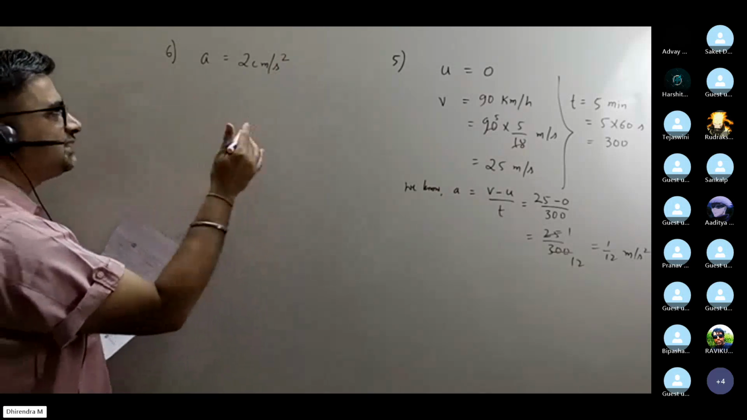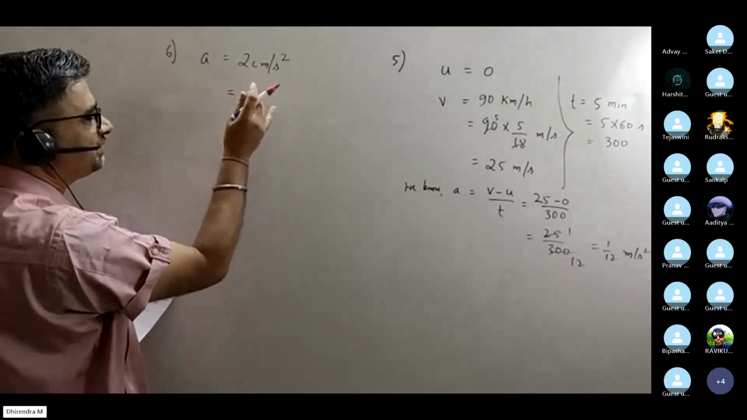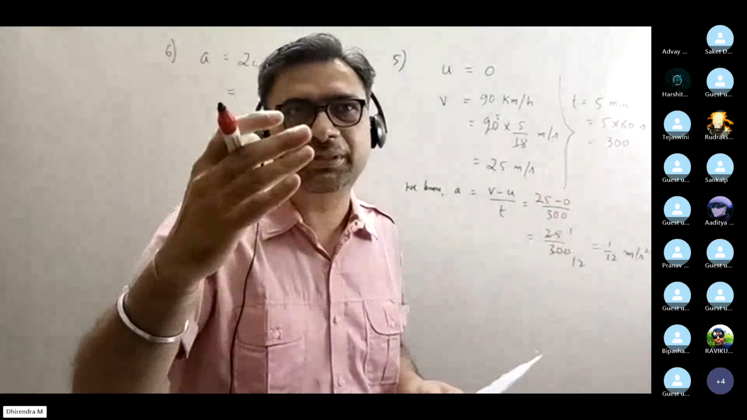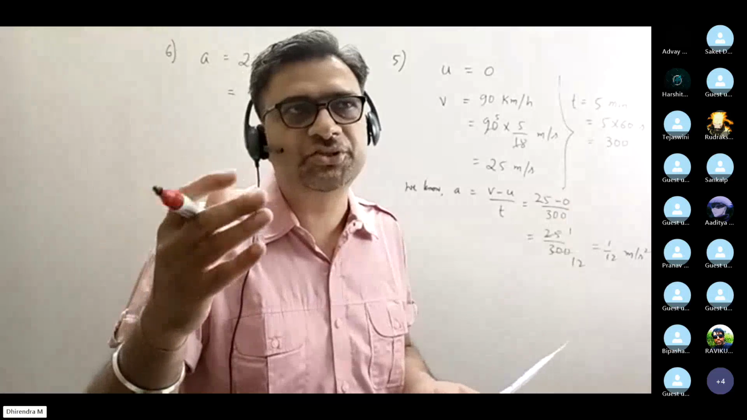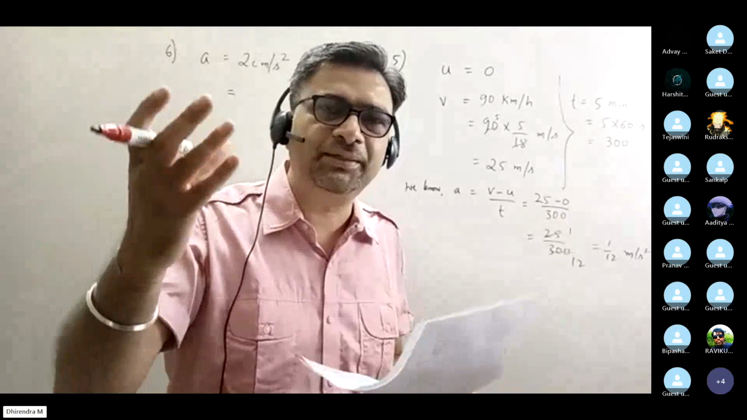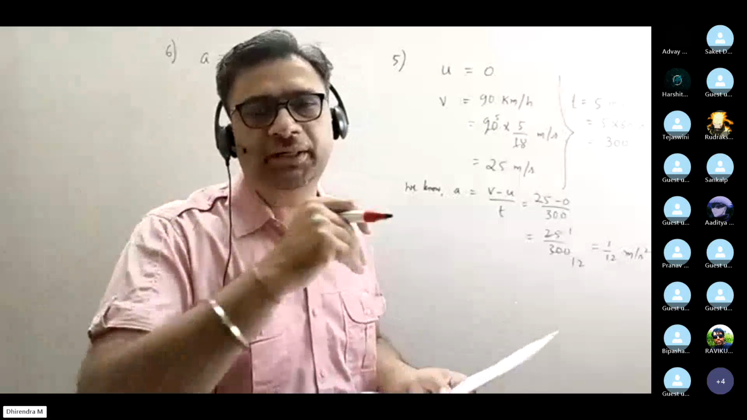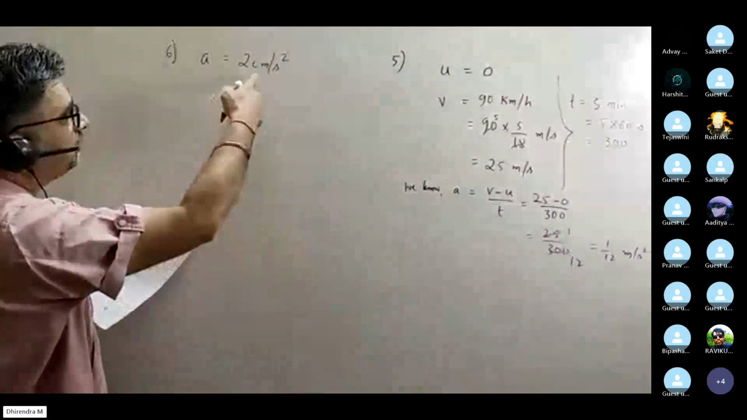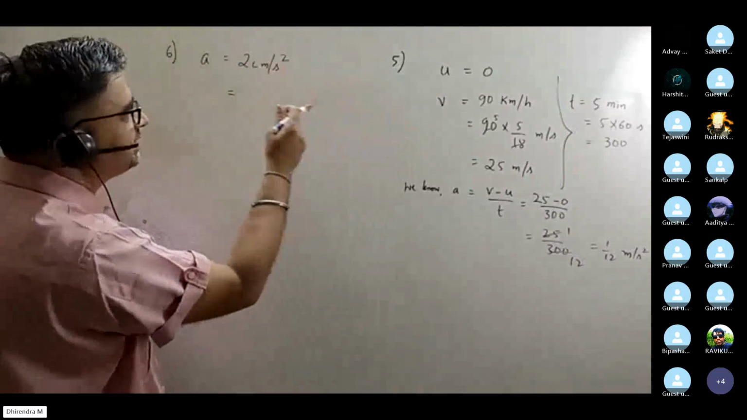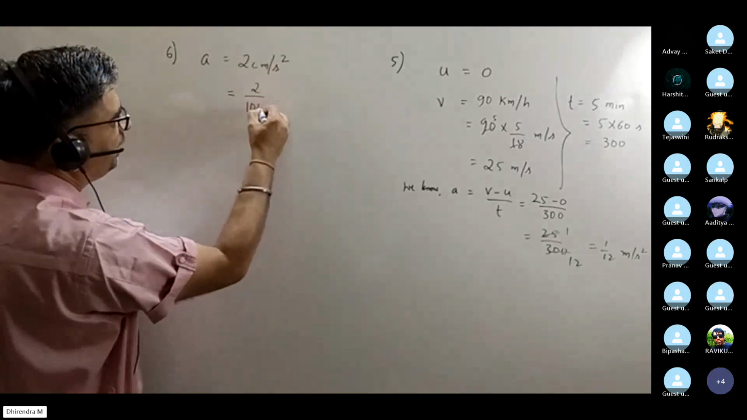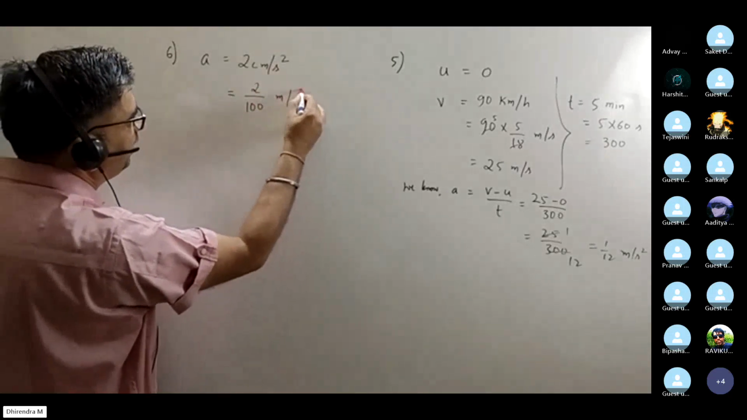What I suggest, folks, is convert this to meters. You don't need it here, but it's a good practice. If we do it sometimes and don't do it sometimes, we are confused as to when to do it and when not to. So it's better to convert either to kilometer or meter. Here it will be very weird to convert this to kilometer, doesn't make any sense. Convert this to meter. So don't you think that this will be 2 by 100 meter per second square?